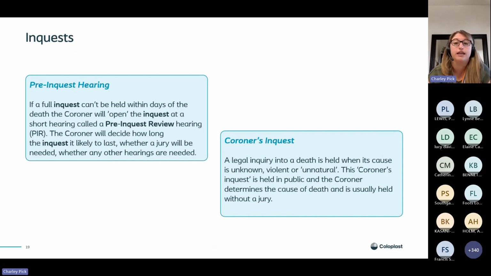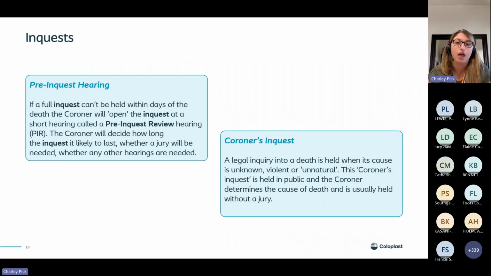And then we have the coroner's inquest, and this is the legal inquiry into a death, which is held when the cause is unknown, violent, or unnatural. Now, coroners' courts are held in public, so anybody can go and sit in the gallery and listen to a coroner's inquest, and the coroner will then determine the cause of death and it is usually held without a jury. That's not to say that a jury won't be called, but the majority don't need a jury.